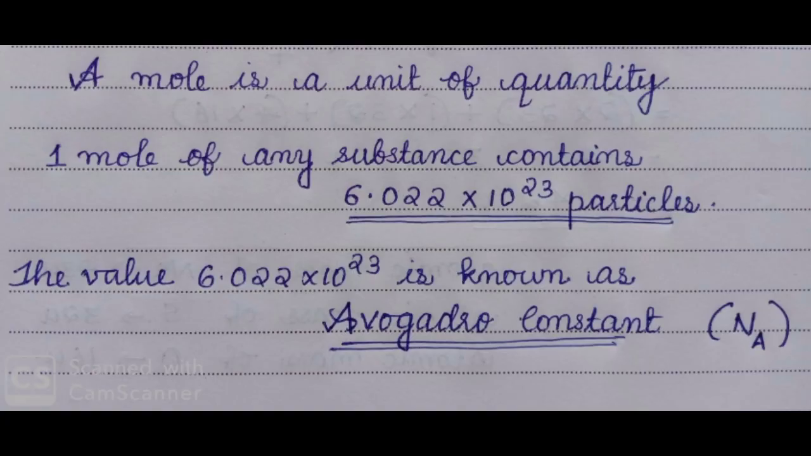So 1 mole of any substance contains 6.022 × 10^23 particles. It's a huge value. And this value is also known as Avogadro constant, and it is denoted by Na. This name is given in honor of the scientist Avogadro. So when you hear any substance referred to as 1 mole, that substance will be containing 6.022 × 10^23 particles.